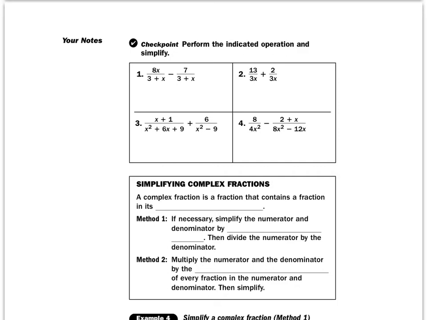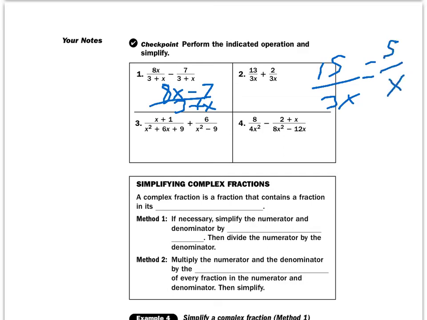All right, welcome back. Hopefully on that first one, you got 8x minus 7 over 3 plus x. Had a common denominator, made it really easy. Hopefully on number 2, you got 15 over 3x, but then you reduced it, because we learned about that in the last section, and made it 5 over x.